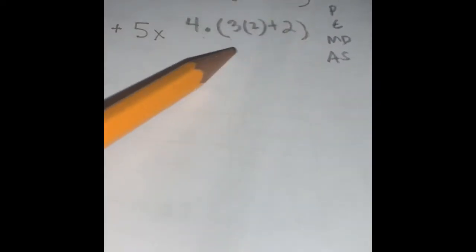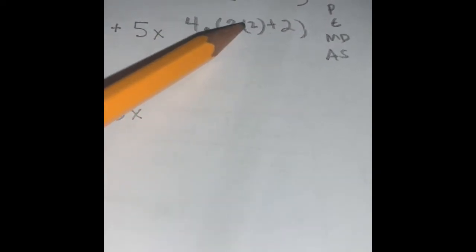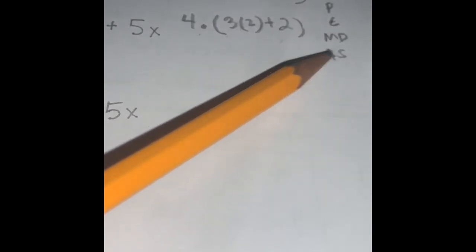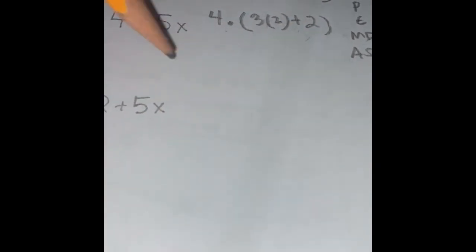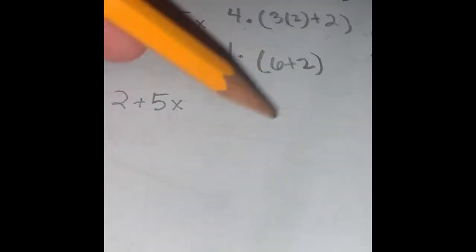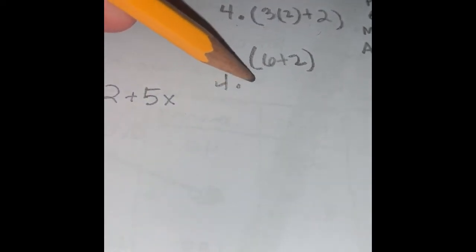Now once again, because this is an order of operations question, I'm writing PEMDAS down. So first, I know I have to do what's in the parentheses. But within the parentheses, I have multiplication and addition. Multiplication is on a higher level than addition, so I'm going to multiply first. So I have 4 times 6 plus 2. Now I'm going to solve the rest. 6 plus 2 is 8, and 4 times 8 gives me 32.